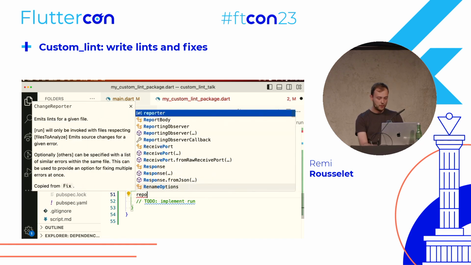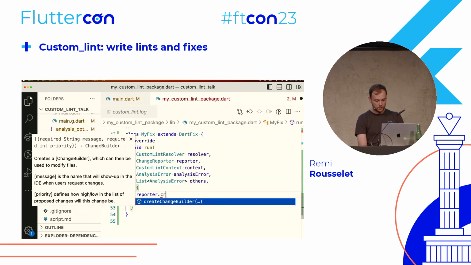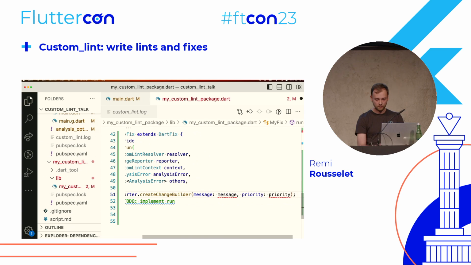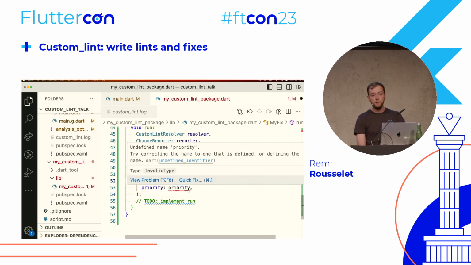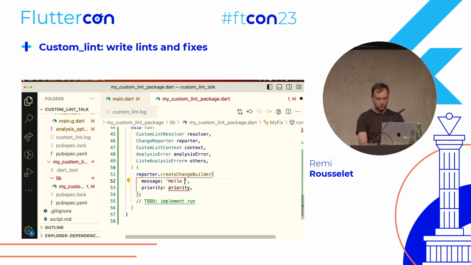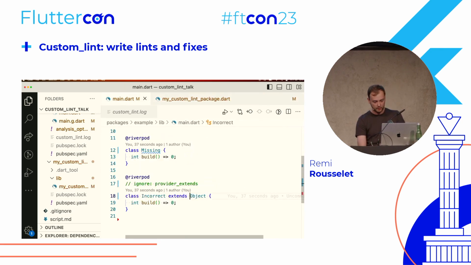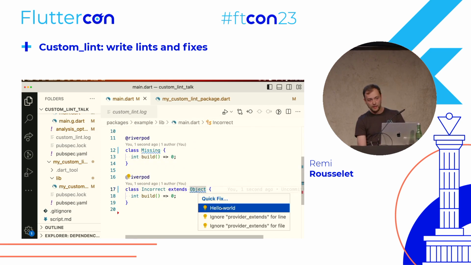To do that, we could do maybe a reporter.createChangeBuilder, and we have to specify two parameters. We have to specify a name for our quick fix, so like maybe hello world, and a priority. The priority is about how high the quick fix will show up in the list of quick fixes. So like 0 is likely last, and for now let's just put it first. So we'll use 100, why not. So if I go here again and I click on the warning, you ignore it, we now see our hello world. But obviously it's not doing anything yet still.